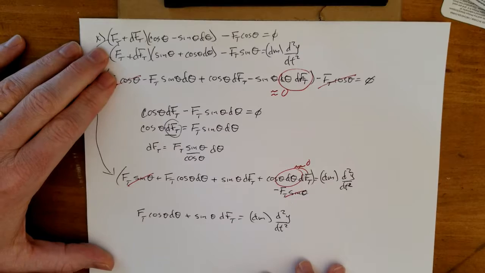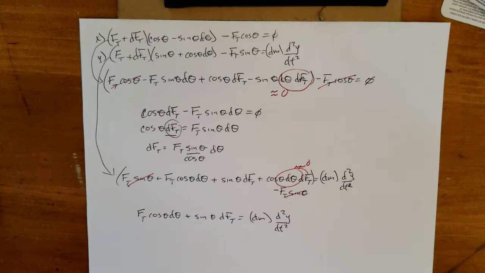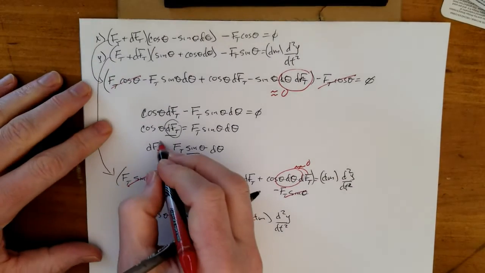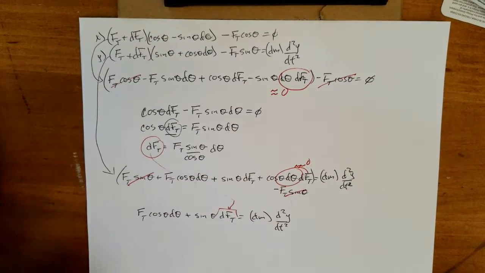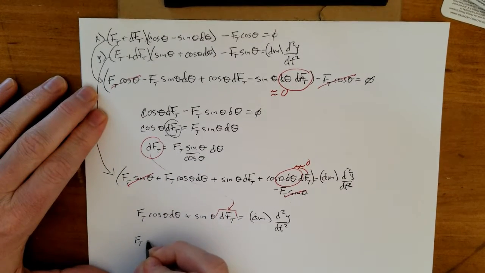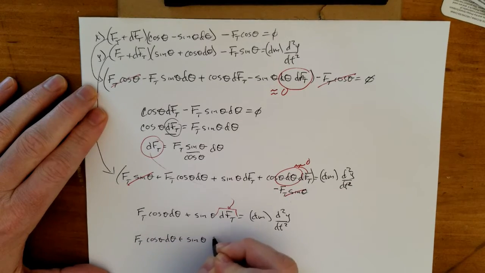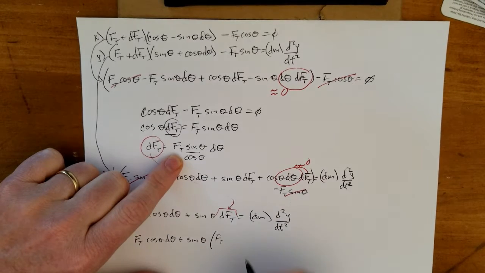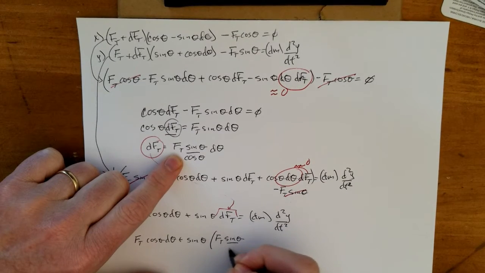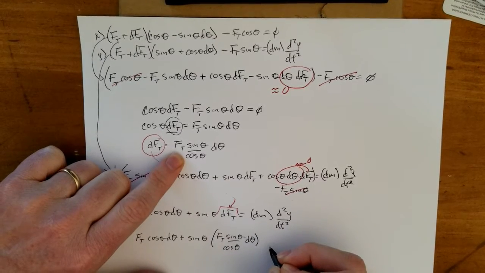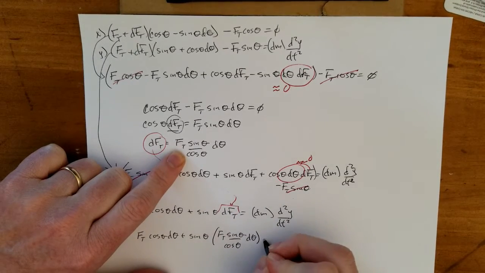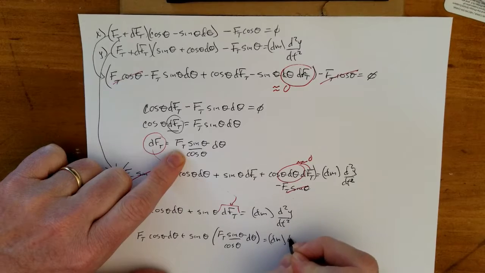So now, substitution. I have a formula right here for dF_T, so I can just plug that into here. So I'm left with tension times the cosine of theta d theta plus sine of theta times tension sine theta over cosine theta d theta is equal to dm d squared y dt squared.